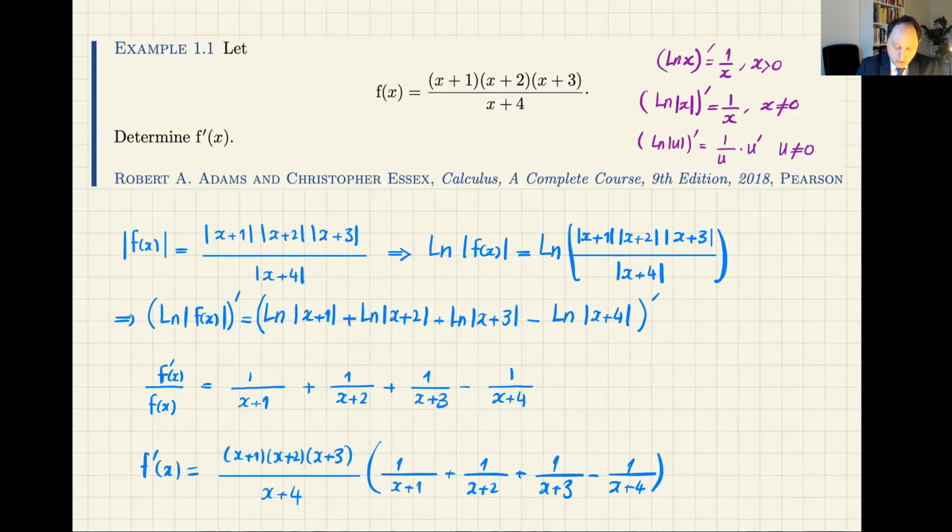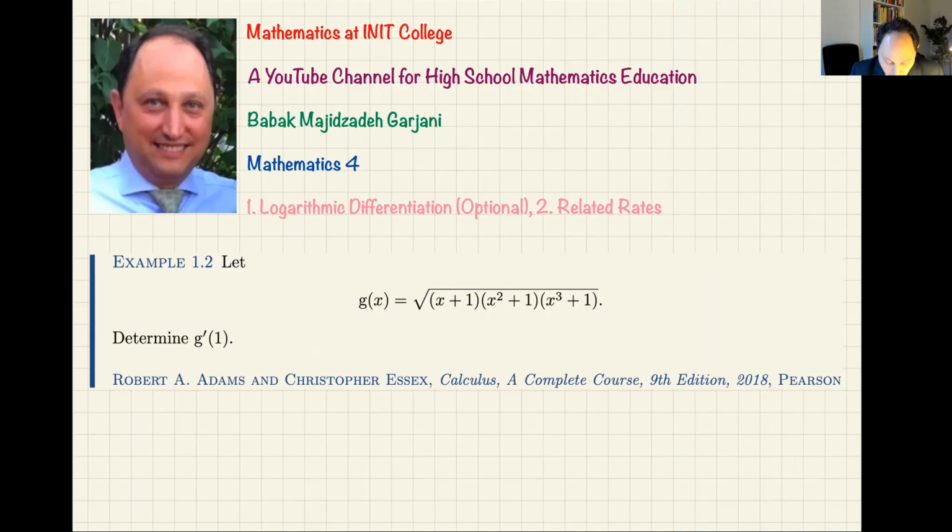Okay, so let me give you another example. This function is given to you. You are supposed to calculate g prime of 1. g of x is given to you. Of course, you don't really need a new method. You have everything at your disposal to be able to solve this.